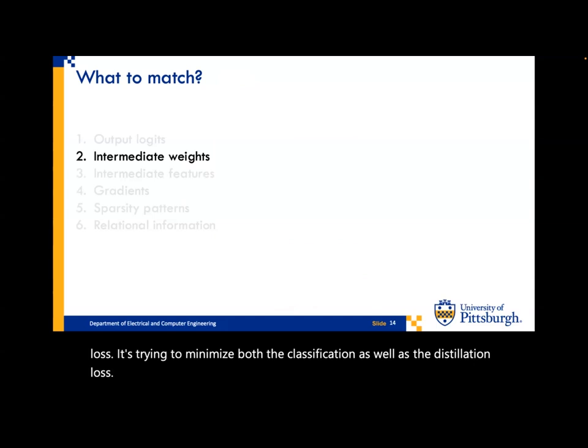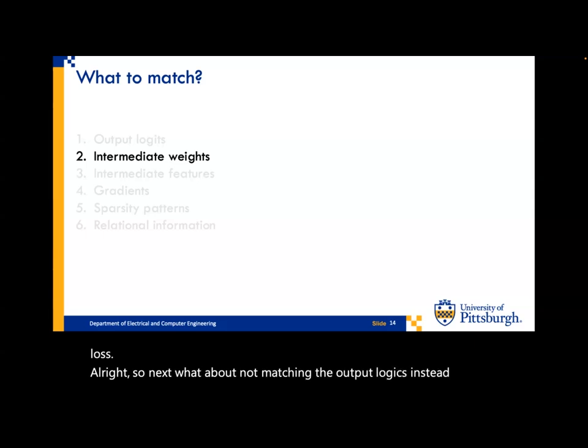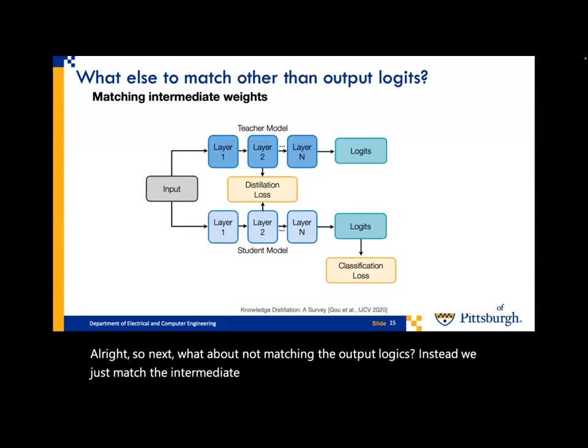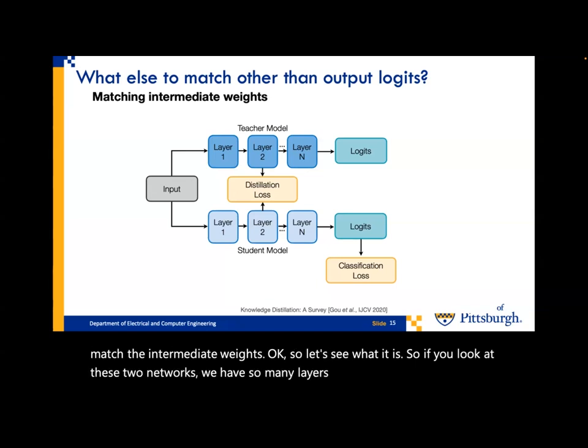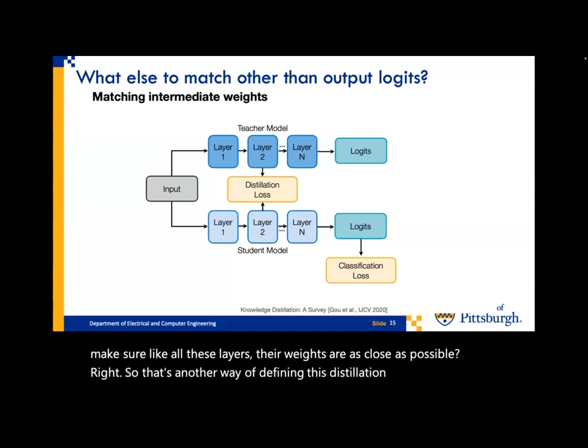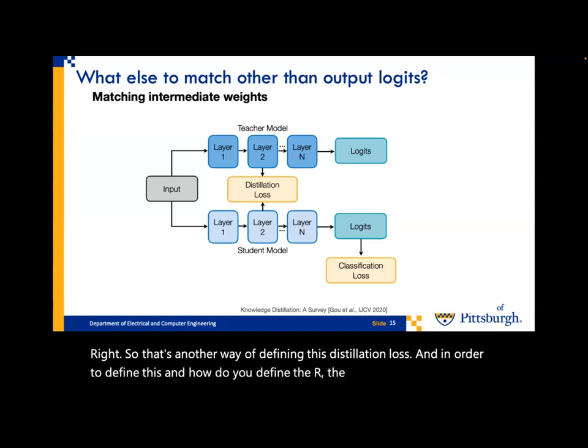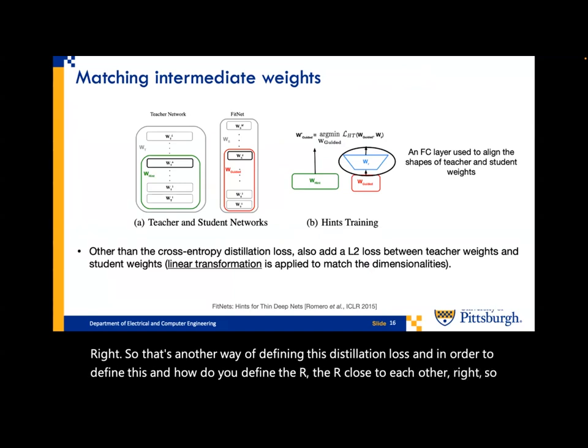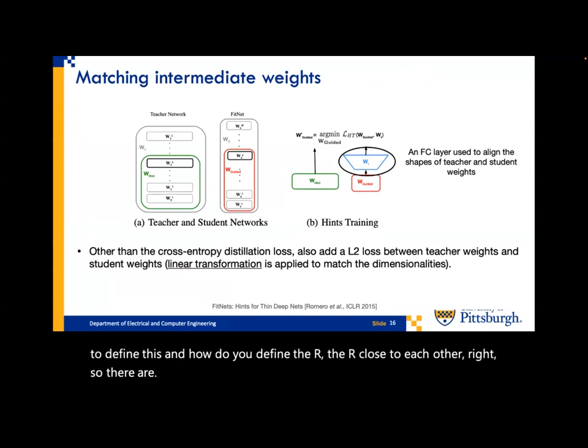All right, so next, what about not matching the output logits? Instead, we just match the intermediate weights. Let's see what it is. If you look at these two networks, we have so many layers. One idea is, can we make sure all these layers have weights that are as close as possible? That's another way of defining the distillation loss. And how do you define that they are close to each other? There are different ways to define this loss.